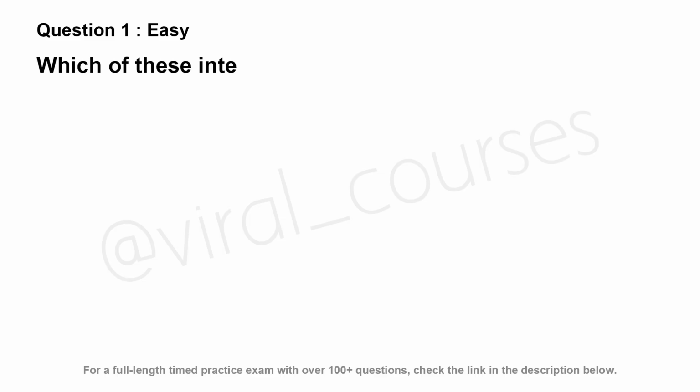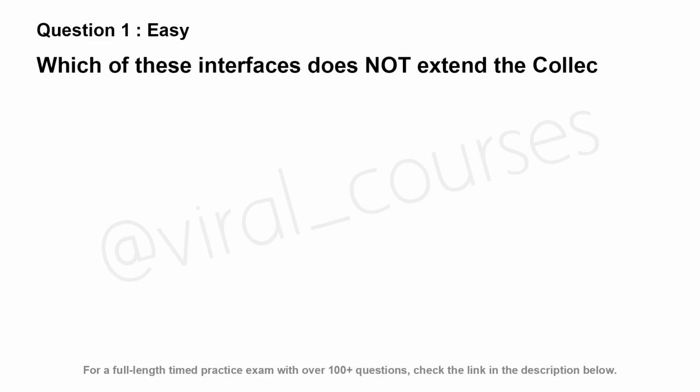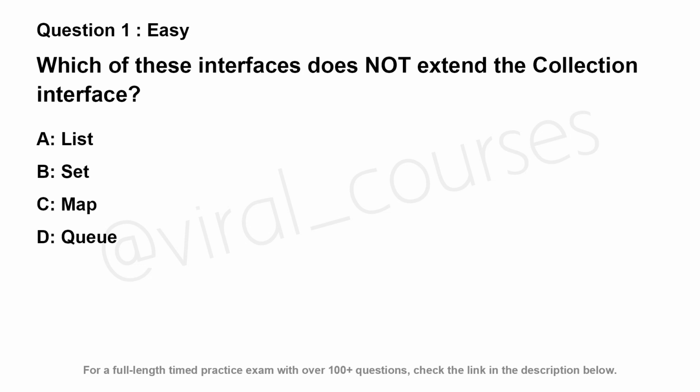Which of these interfaces does not extend the collection interface? Option A, list. Option B, set. Option C, map. Option D, queue.